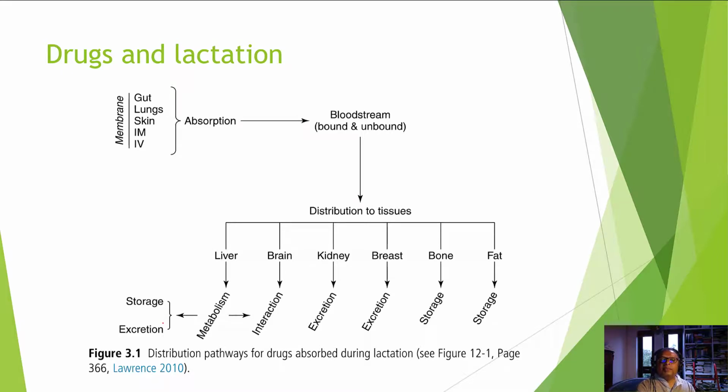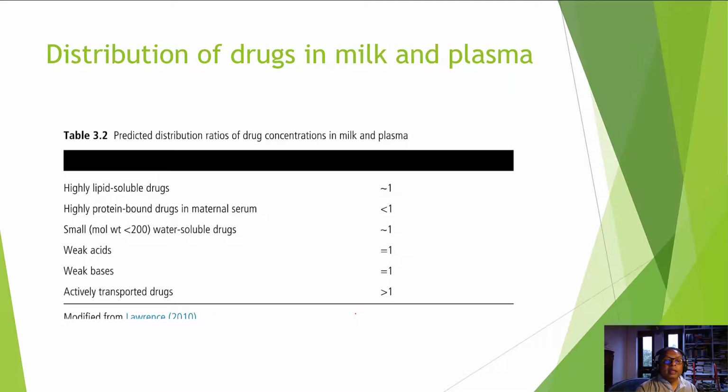So in lactation, drugs can come into the breast and get excreted. Generally, drugs which are highly lipid soluble will pass, but drugs which are highly protein bound in the maternal serum will not pass. Drugs with small molecular weight will pass easily. Drugs which are weak acids or weak bases will have an equilibrium level. Drugs which are actively transported will pass preferentially into the milk. So those are the drugs which we have to be very careful with.